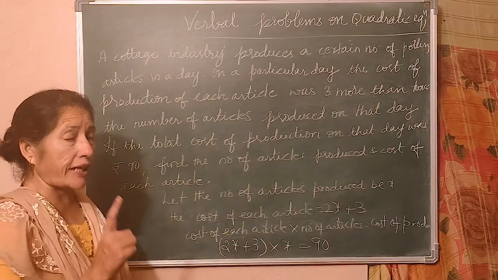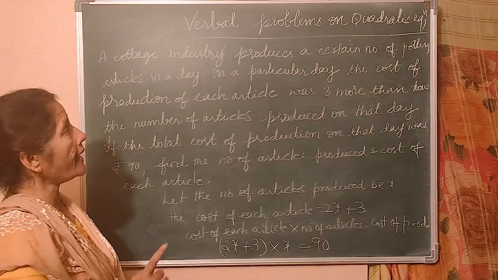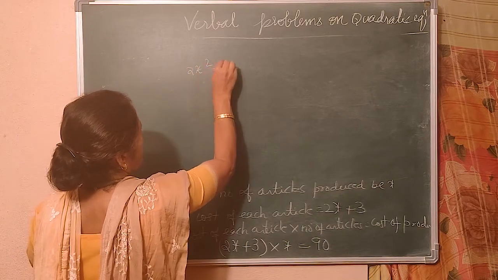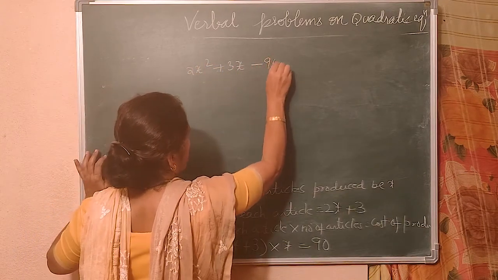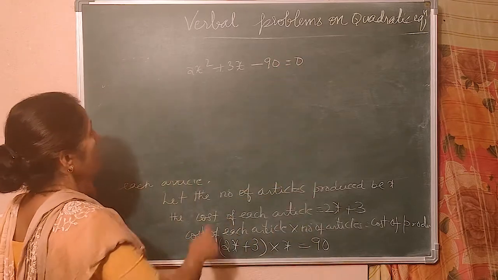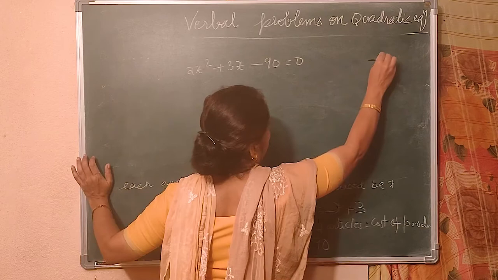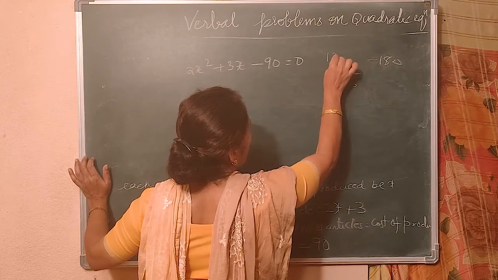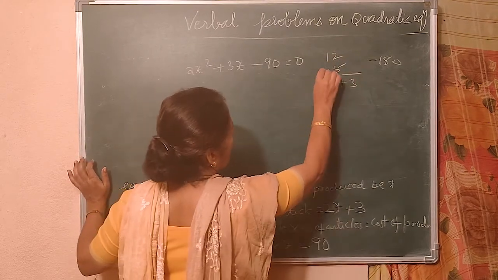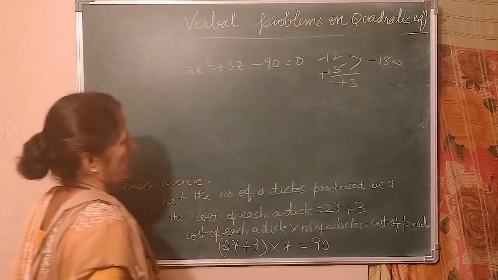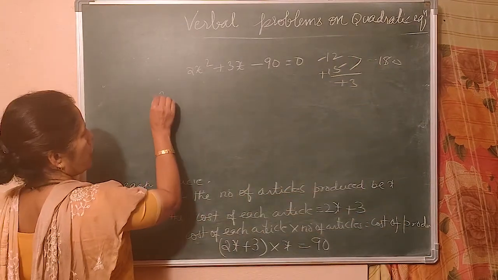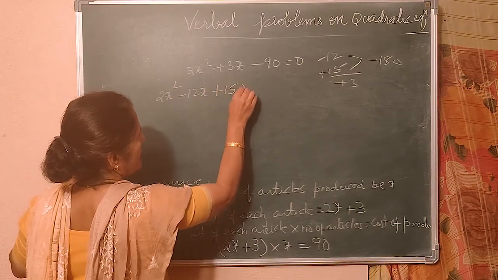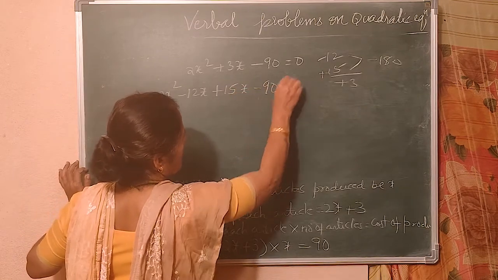So from this we have to get a quadratic equation and we have to get the answer. So you get 2x square plus 3x minus 90 is equal to 0. Now the product has to be minus 180, sum has to be plus 3. So I think 12 15s are. So plus 15 minus 12, it gives minus 180. So I write down 2x square minus 12x plus 15x minus 90 is equal to 0.